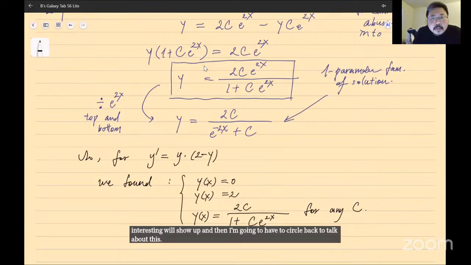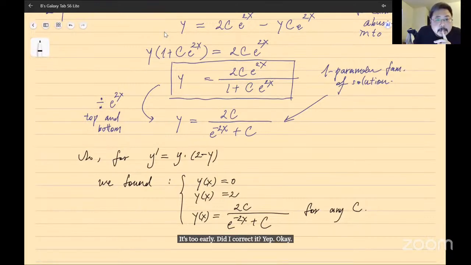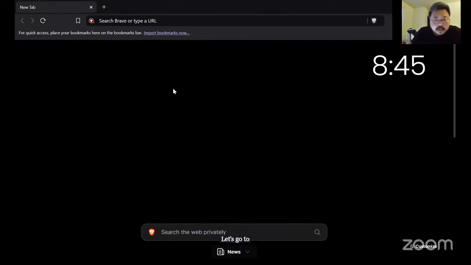Professor, I think you wrote it wrong. Oh, did I write it wrong? Why did I write it like this? Sorry, it's too early. Now, did I correct it? Yep. Okay. So let me share screen to my browser. Okay, let's go to Desmos to plot this.